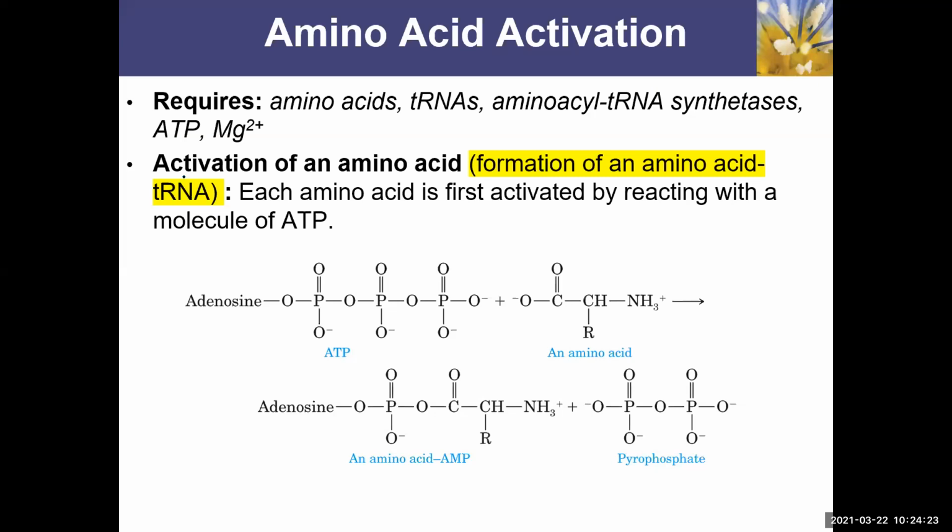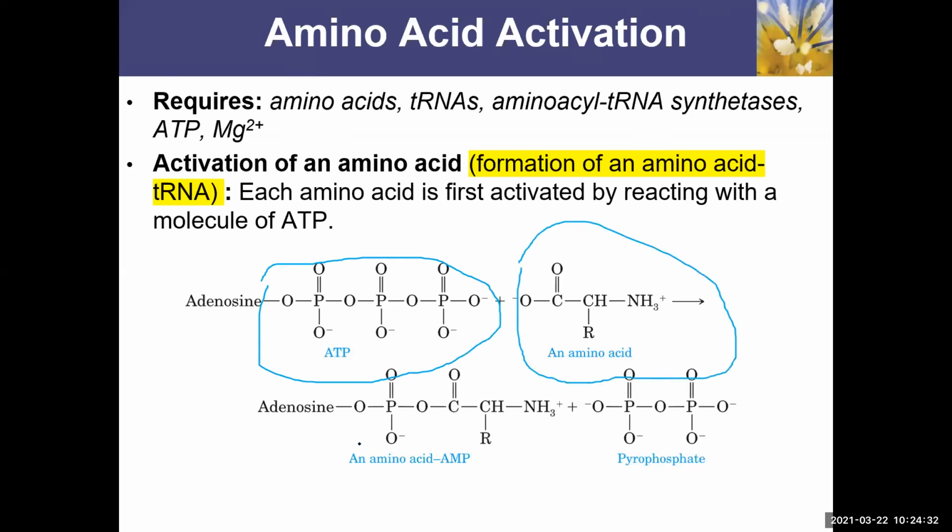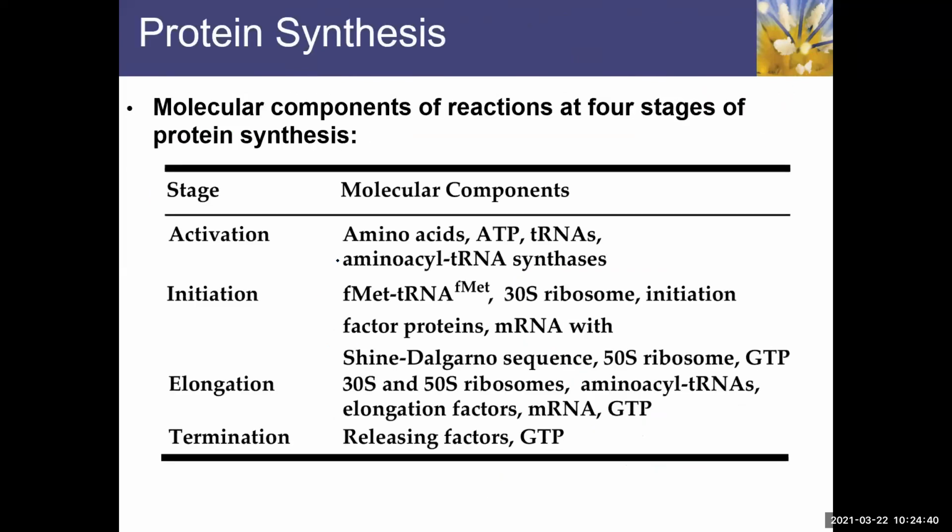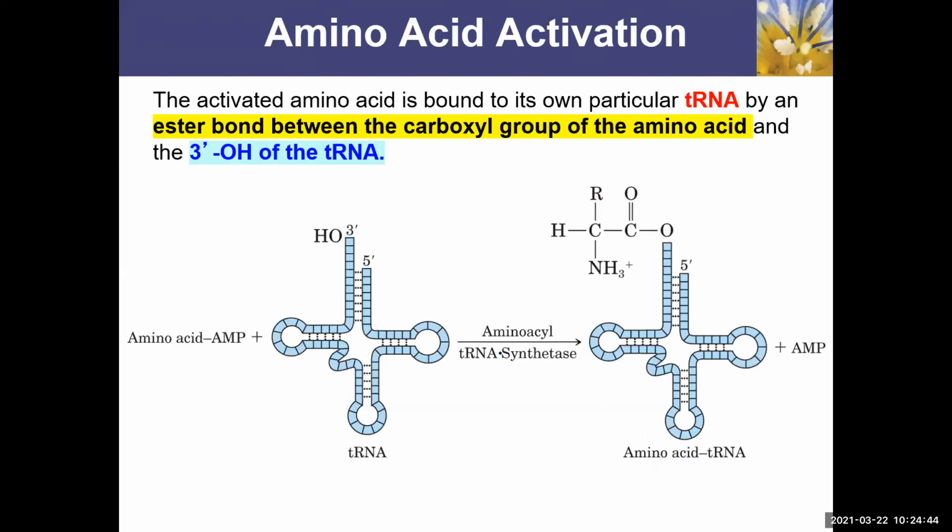Okay, so this is an ATP, as you can see here. This is an ATP, and this is an amino acid, right? So it forms an amino acid AMP, and the phosphate is released, giving us the energy. So this is called the activation of amino acid. Okay, so how do we activate the amino acid? By simply binding it to the ATP.